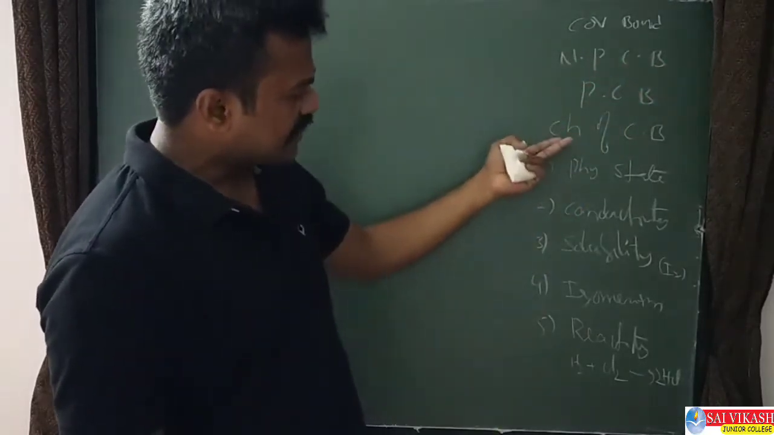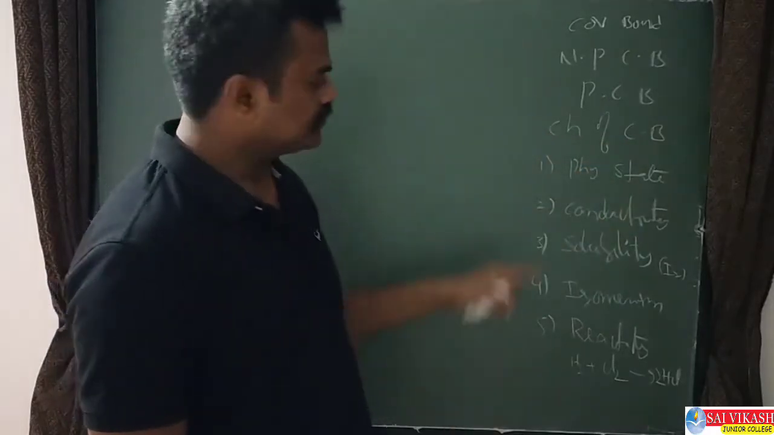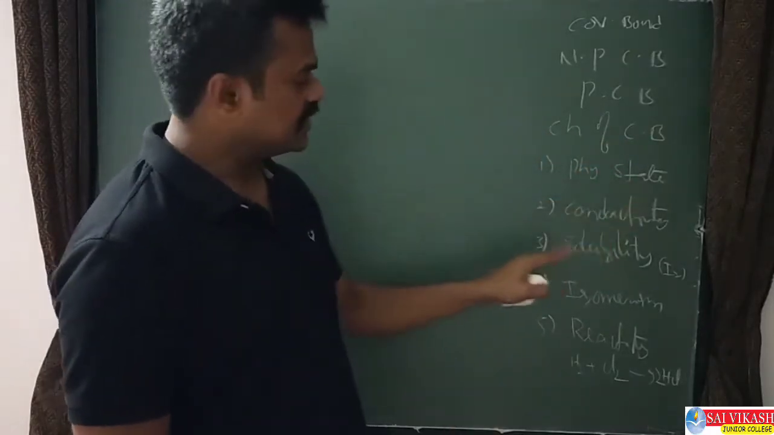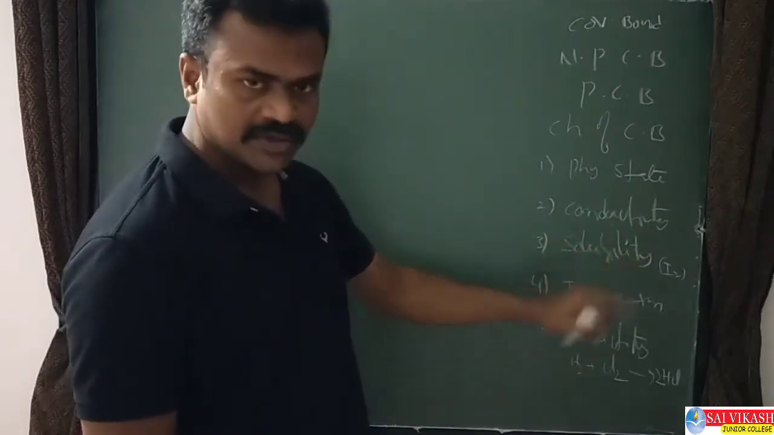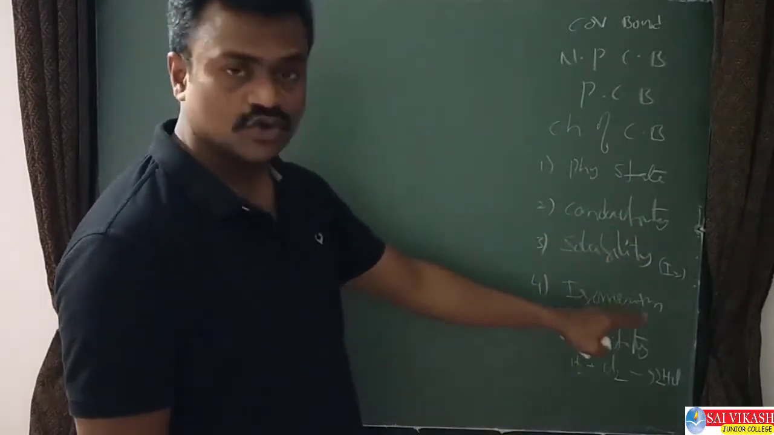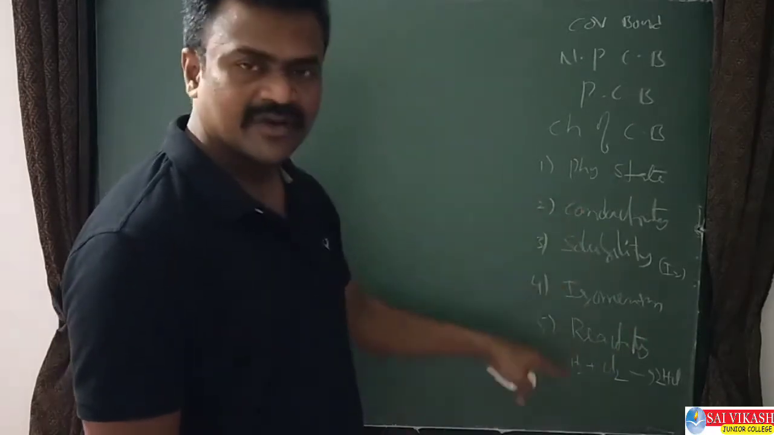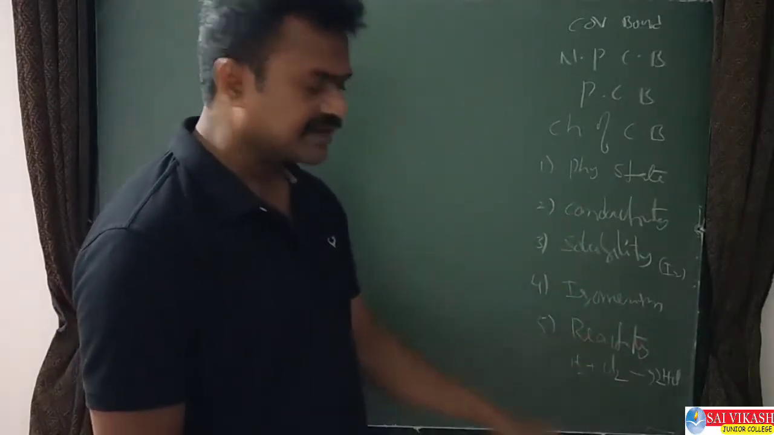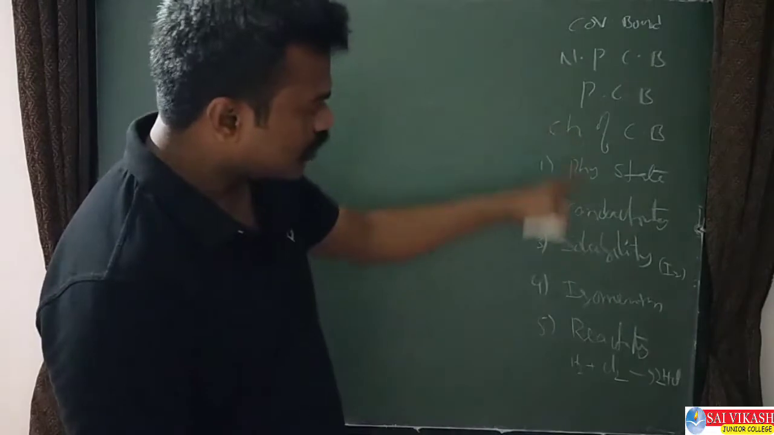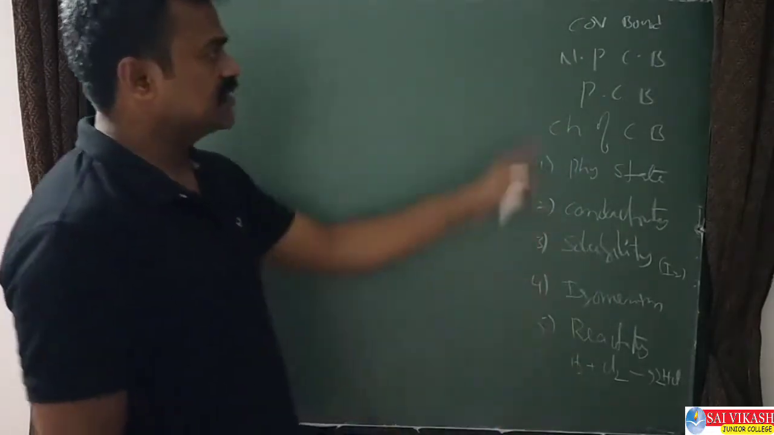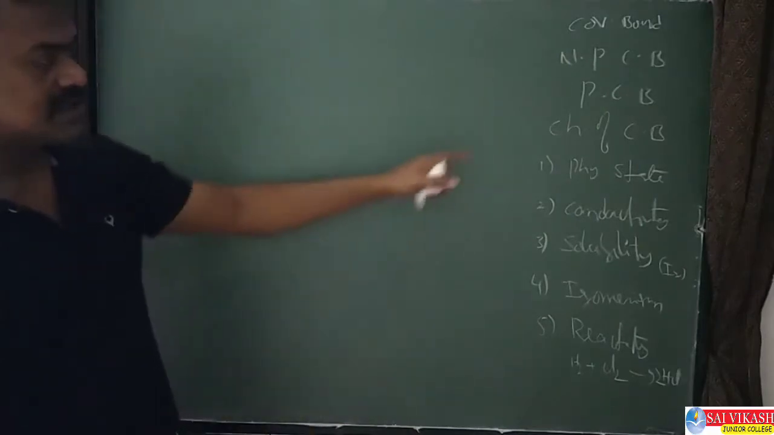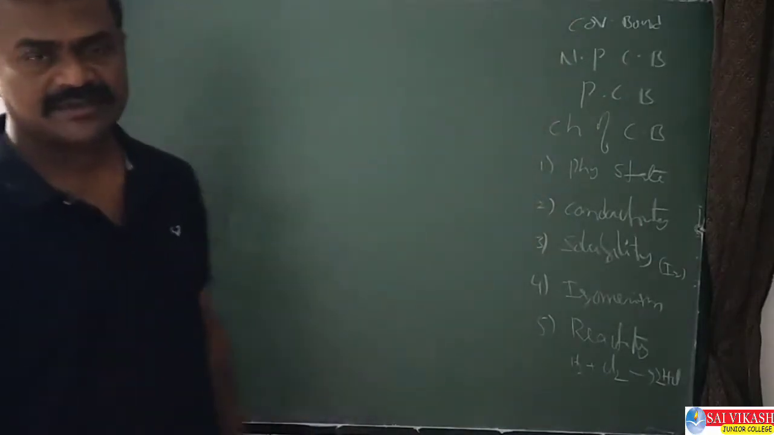And after that, characteristics of the covalent bond. Number 1, physical states. Number 2, their conductivity. Number 3, their solubility. Number 4, their isomerism property. One by one I will tell you. Number 5, their reactivity. All these points are under the covalent bond concept.